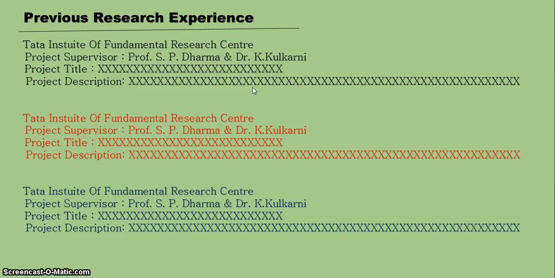As I have written, my first project was at Tata Institute of Fundamental Research Center, Hyderabad. So you can write the center name, then project supervisor name, then project title, then project description. The project description may be 1 or 2 lines, or 2 to 3 lines, but be very short, because this is just a showcase of the projects you have done.